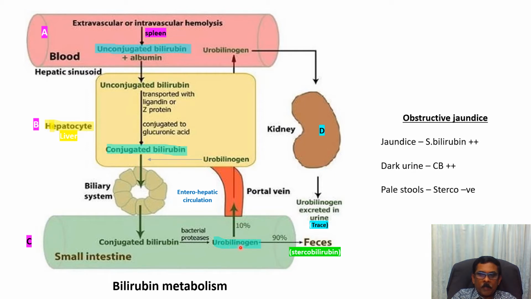While 90% of this urobilinogen is converted to stercobilinogen, 10 to 20% enters into the so-called enterohepatic circulation between the small intestine and the liver, which is actually recycling of the urobilinogen. A small amount of this urobilinogen is secreted back into the blood, which is then taken up by the kidney and excreted in the urine. So in normal patients, it is possible to have trace amounts of urobilinogen in the urine.